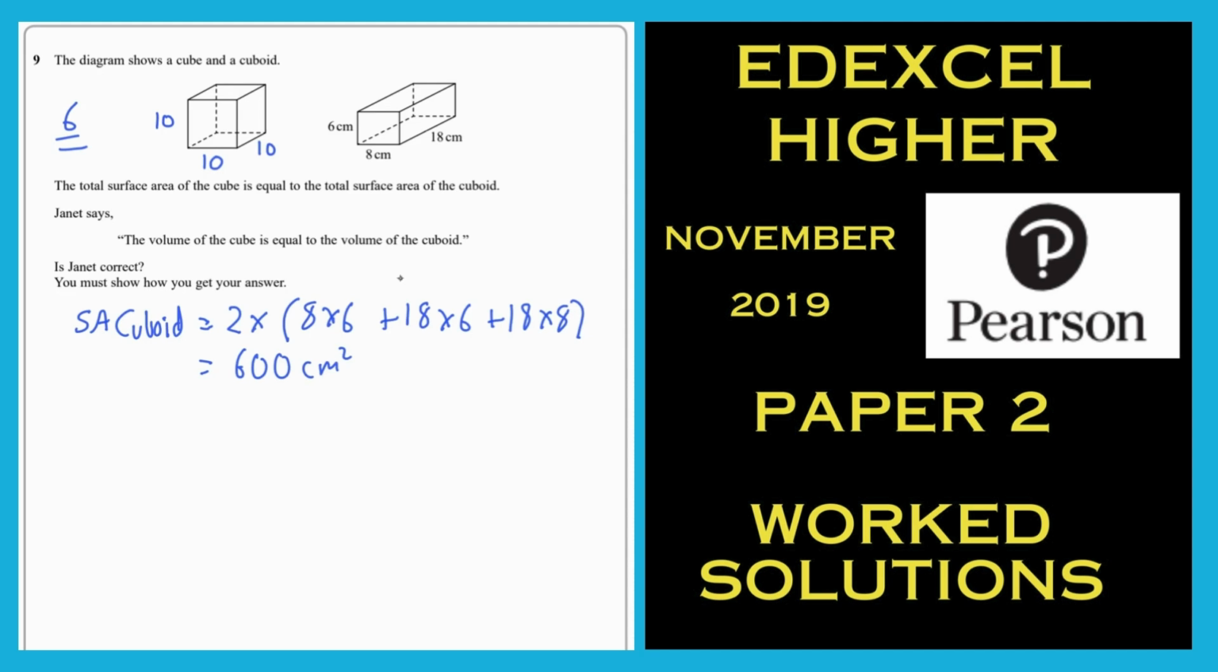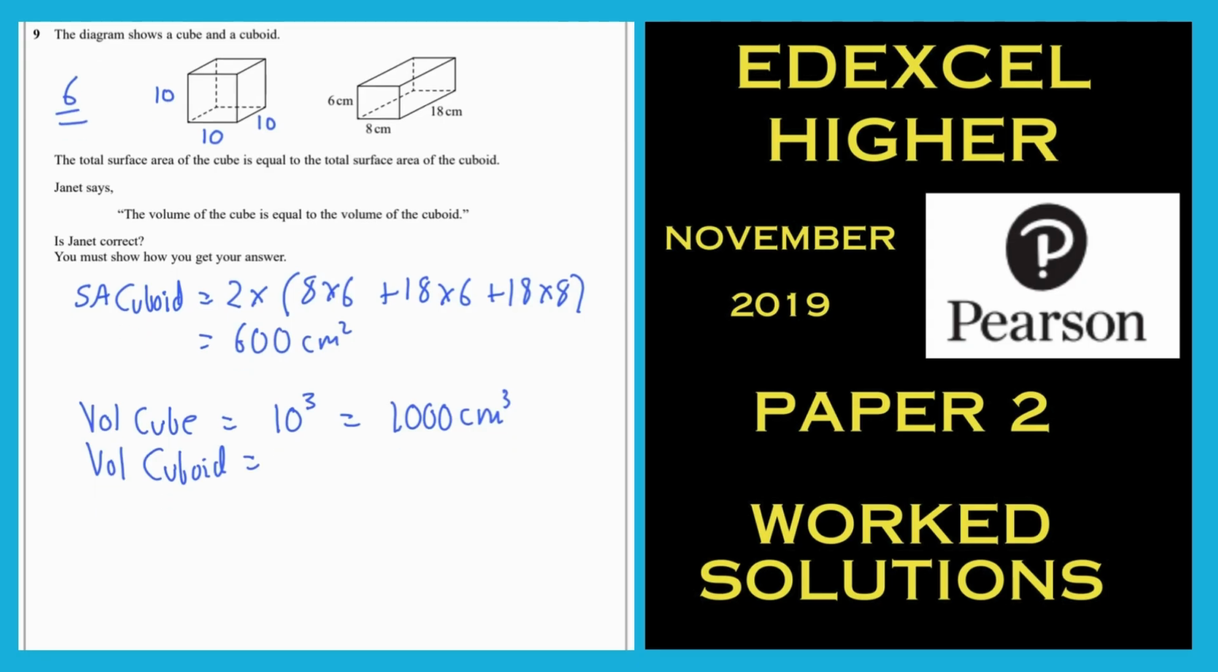The volume of the cube is 10 times 10 times 10, 1,000. The volume of the cuboid. Whoa, what am I doing? Is the 3 dimensions multiplied by each other. Calcs at the ready for 864.